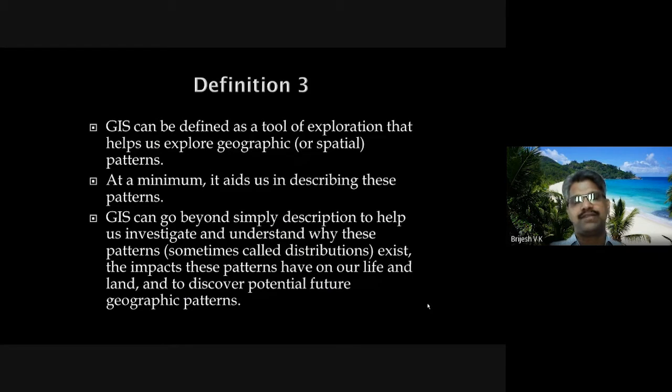And another definition, or we can say the third definition we are seeing, GIS can be defined as a tool of exploration that helps us explore geographic or spatial patterns. That is on Earth, how the Earth is. Which are the areas in Kerala having a good amount of rainfall, which are the areas having the least amount of rainfall, which are the areas composed of highland region, where the midland is located. In that case, we should understand that spatially, on the earth surface. So at a minimum, it aids us in describing these patterns.